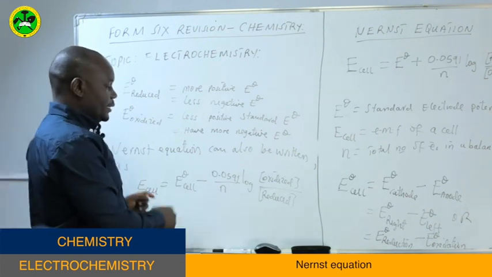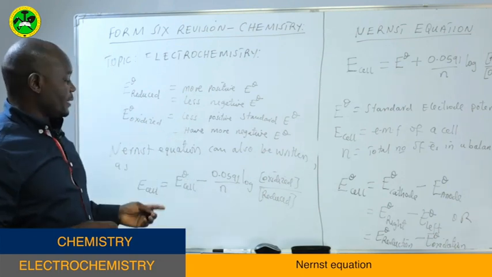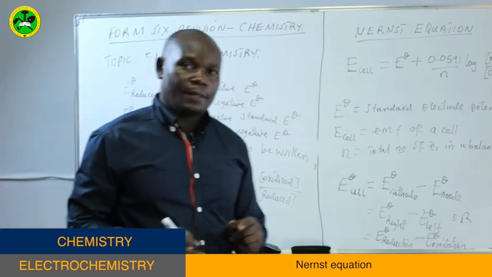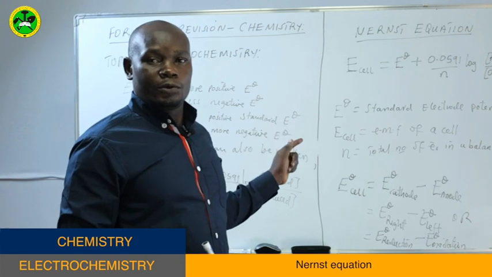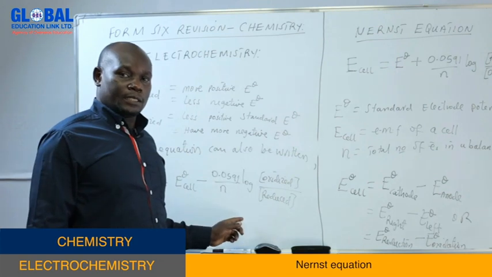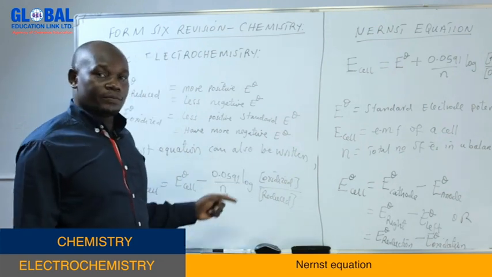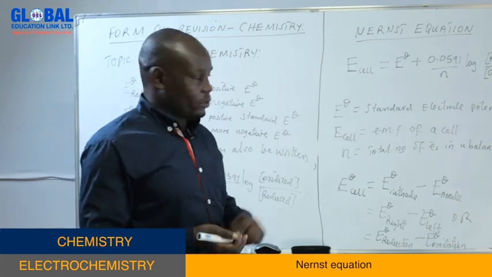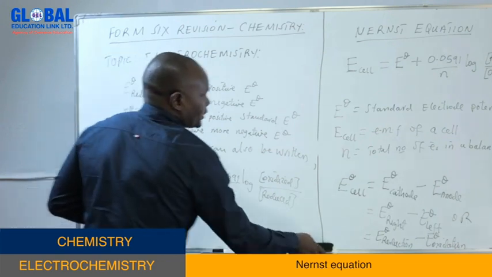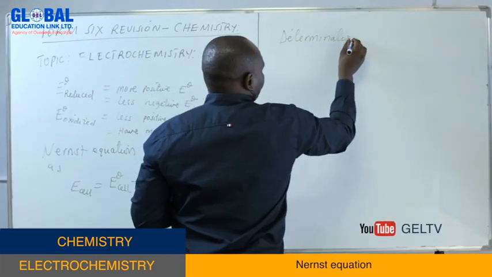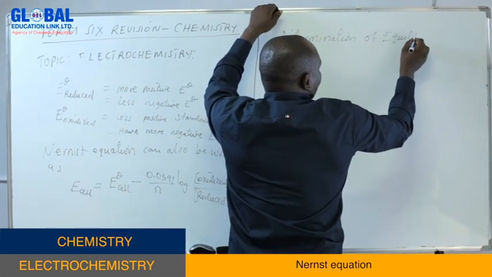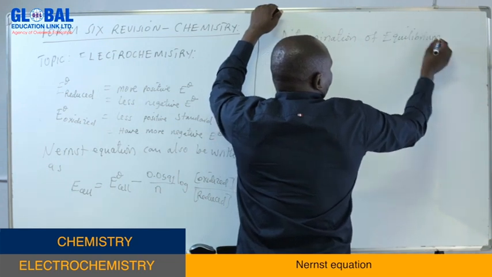Now, how to use it, we are going to look at some simple questions concerned with this. But before that, let us go to how you can determine the equilibrium constant of a redox reaction, because in electrochemistry we are dealing with redox reactions. If we are dealing with a redox reaction, that means you can have the equilibrium constant. So how do you determine the equilibrium constant in that kind of cell? Let us consider now the equilibrium constant.